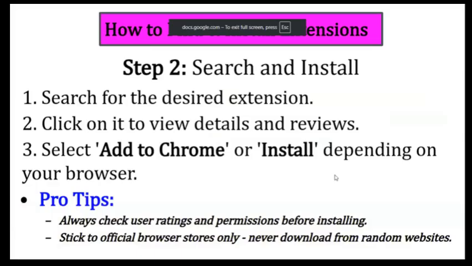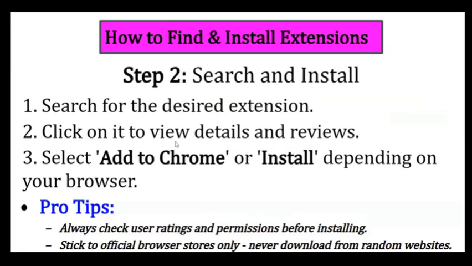Now, as I mentioned with the search and install, in that web browser you can search for your desired extension. You can click on it to view details and reviews, and then select Add to Chrome or Install, depending on your browser. For Chrome, it's definitely Add. And again, always check your user ratings and the permissions before installing. Stick to official browser stores only. Never download random ones.